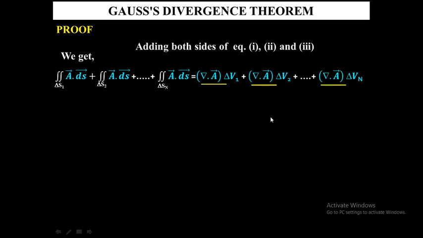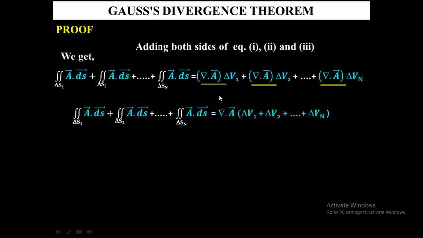Now we can see that this divergence of A, that is del dot A vector, is common throughout each term, so we can take it common. In the next step, taking divergence of A common, inside the bracket will remain delta V1 plus delta V2 plus up to delta Vn. Now we can see from this expression that the left hand side is the summation of surface integrals and the right hand side is also the summation of volume elements.